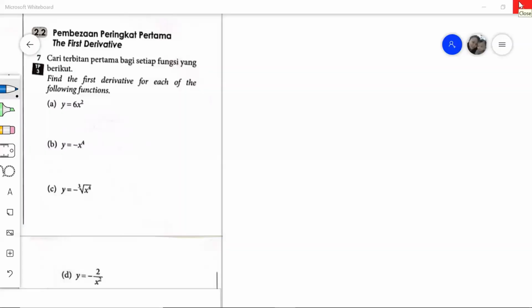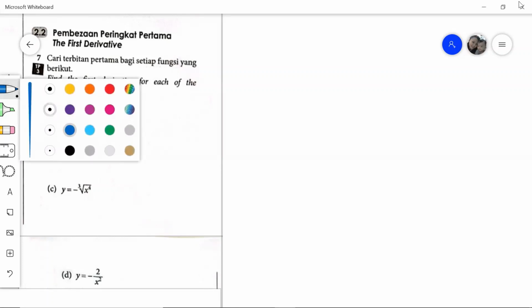Hi everyone, this is question number 7 in chapter 2. We have to find the first derivative for each of the following functions. So we just go straight using the formula to find this.